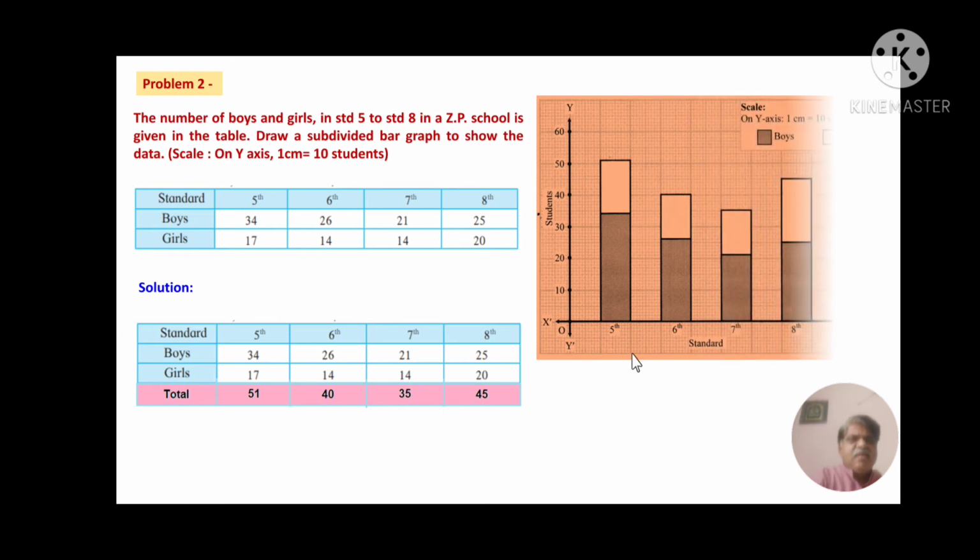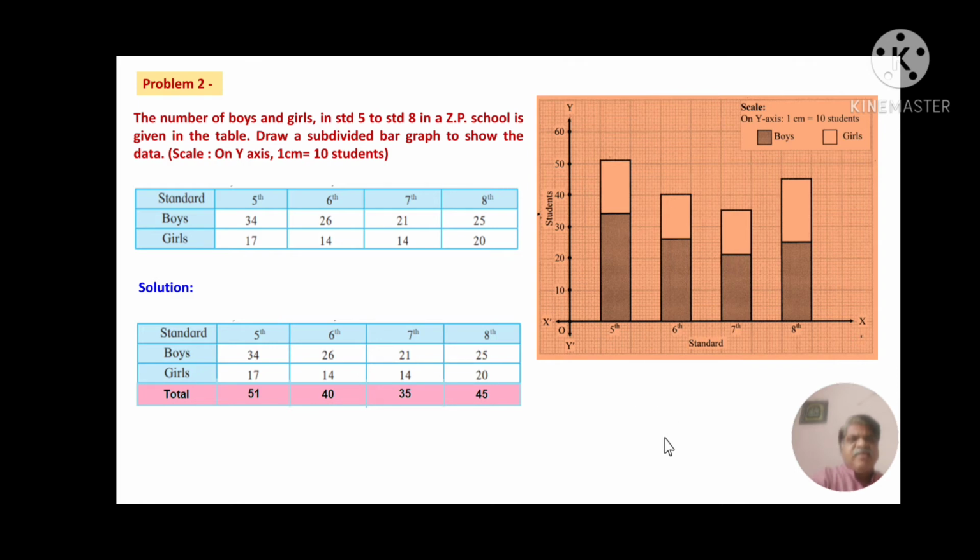You can see here on the x-axis there are the standards, and on the y-axis there are students, including both boys and girls. For 5th standard the total students are 51. You can see here 51. For 6th it is 40, for 7th it is 35, and for 8th it is 45. So friends, this shaded dark color portion indicates boys, whereas the blank part indicates the girls. For 5th it is marked over here, which is 34. For 6th it is 26 boys, for 7th it is 21 boys, and here it is 25 boys, and the rest part are the girls.